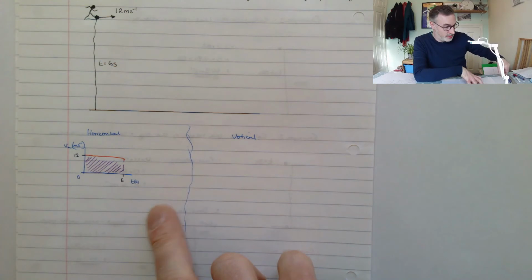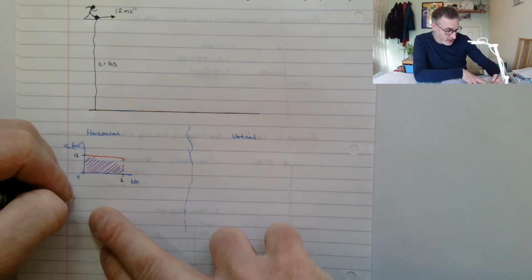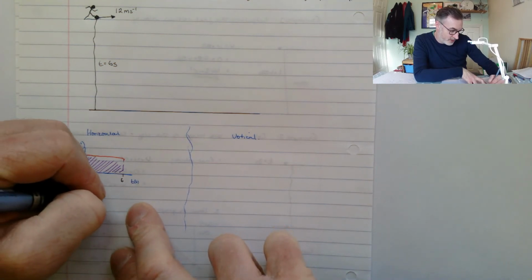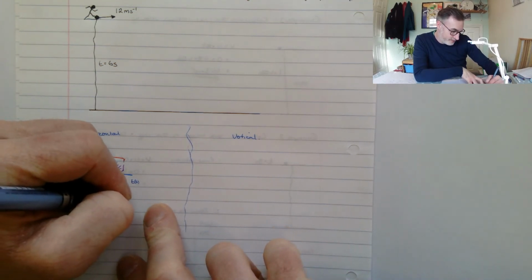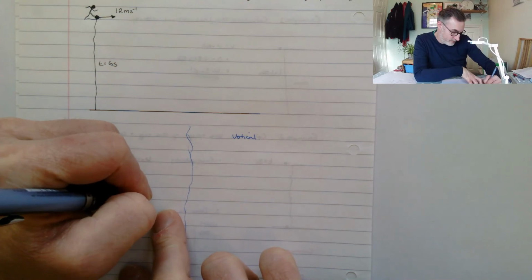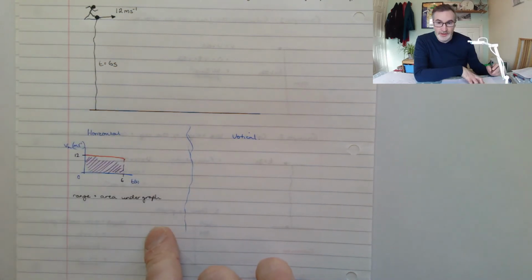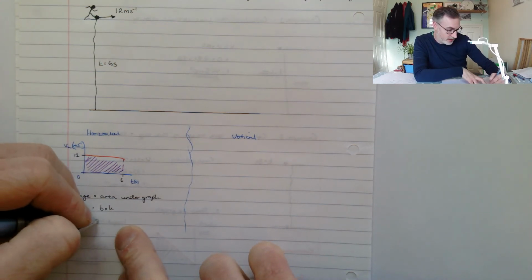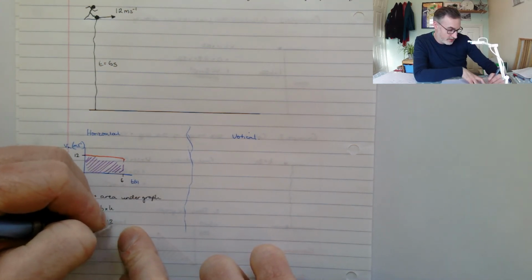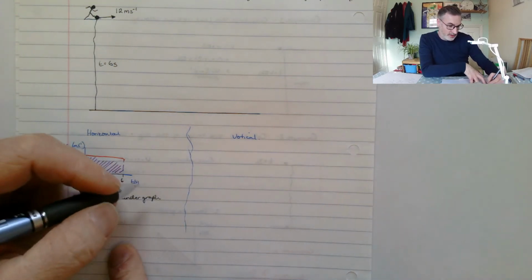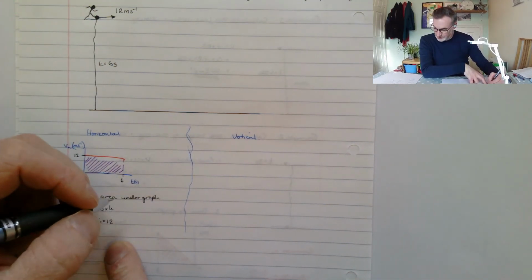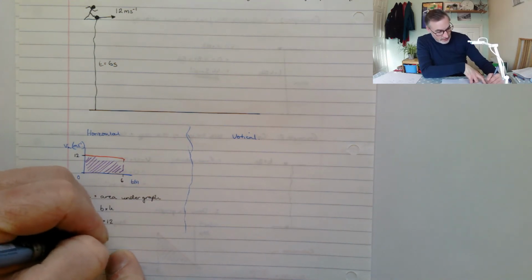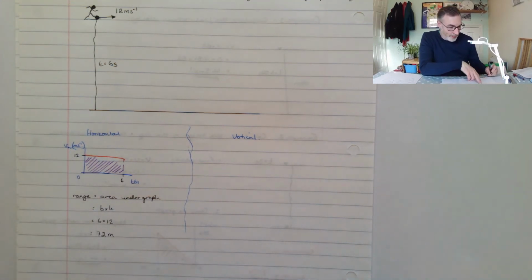And then we're going to say range is equal to area on the graph, which is base times height, 6 times 12, and that's going to give us, oh goodness me, 72. That's shocking. My 12 times table, I'll need to go and learn that again.